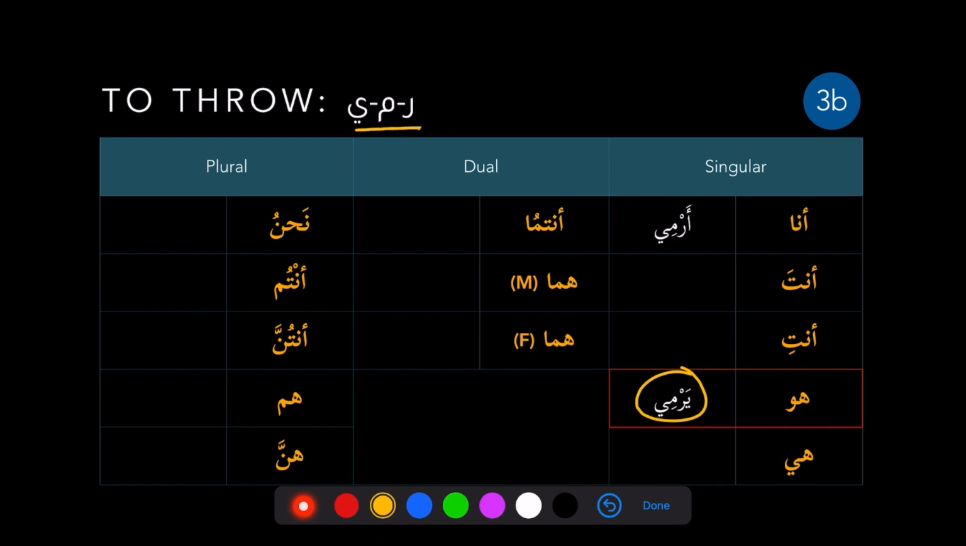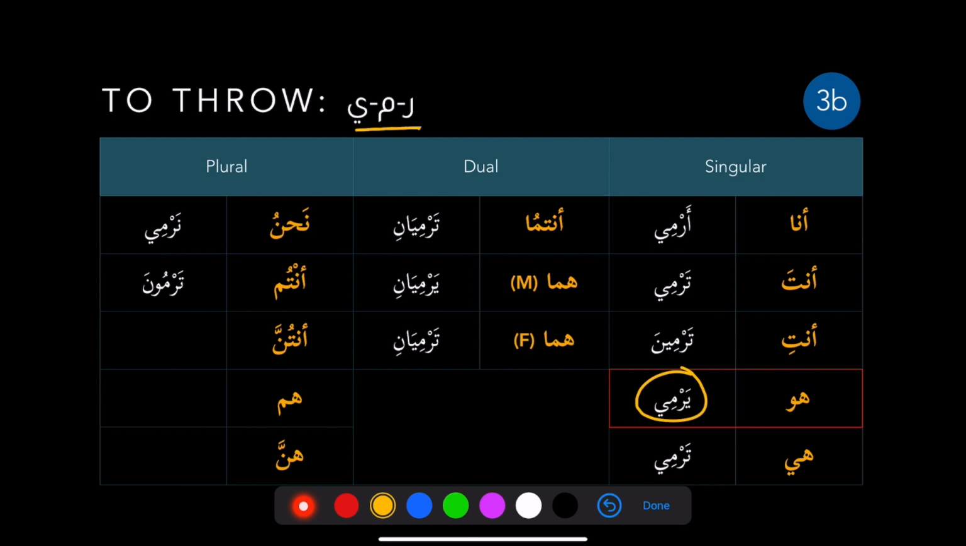Ana armi, anta tarmi, anti tarmina, huwa yarmi, hiya tarmi, antuma tarmiyani. Huma masculine, يرميان. هما feminine, ترميان. نحن نرمي. أنتم ترمون. أنتن ترمين. هم يرمون. And هن يرمين.